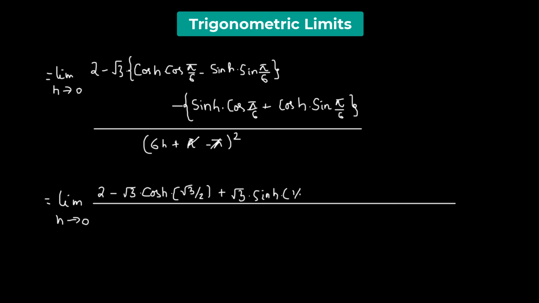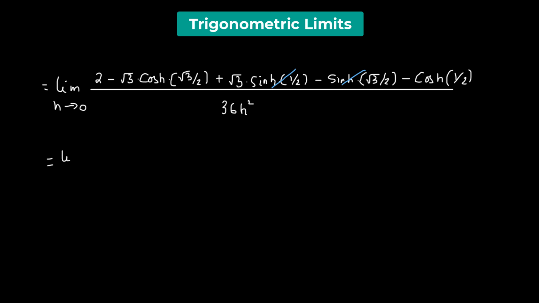So sine 30 degree is half, minus sine h times cosine of 30, which is root 3 over 2, minus cosine of h times sine 30 degree, which is half, divided by 6h whole square, so that will be 36h squared. So the third term is square root of 3 over 2 times sine h, and we have negative root 3 over 2 times sine h, so they're additive inverses of each other, they will cancel out.